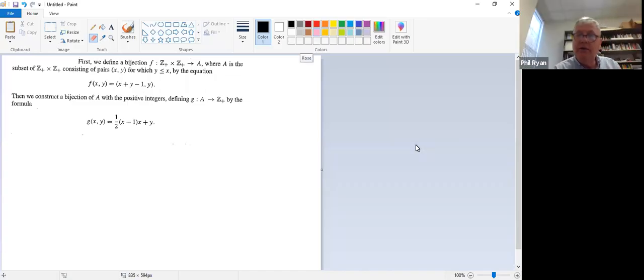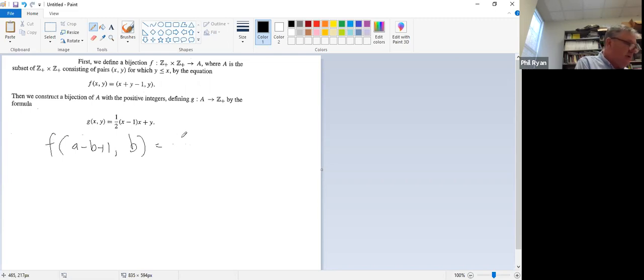Okay, so here is going into section 7 problems. This is number 2, to show that F and G here are bijections. The thing to note is you've got to show 3 things. You've got to show they're well-defined, an injection and a surjection. So let's look at F first, and we can see that, for example, if we look at F of (A minus B plus 1, B), that's equal to (A, B).